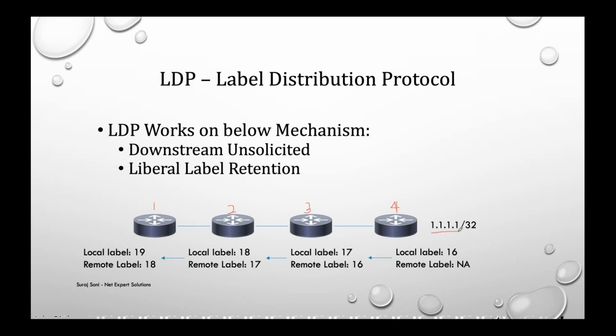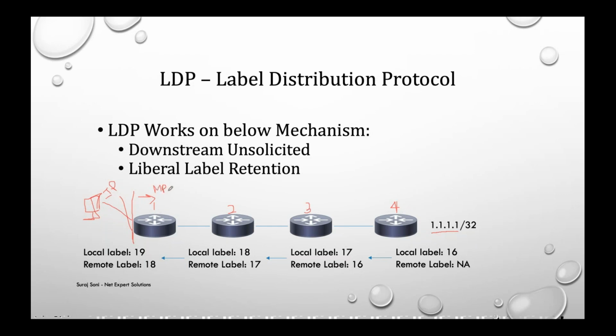1.1.1.1 is my destination, which is attached to R4. So I'm going to talk about only this destination. In my traffic flow, my user is sitting somewhere here, who wants to send traffic to 1.1.1.1. Until this point it's all IP, and from this point onwards it's all MPLS.